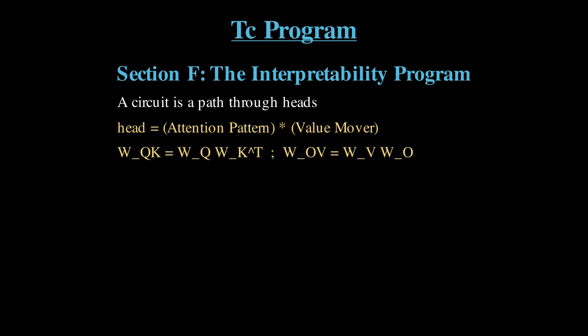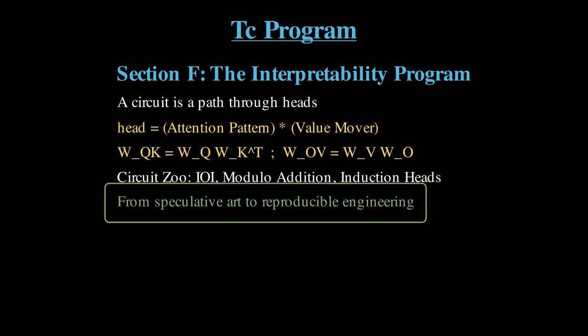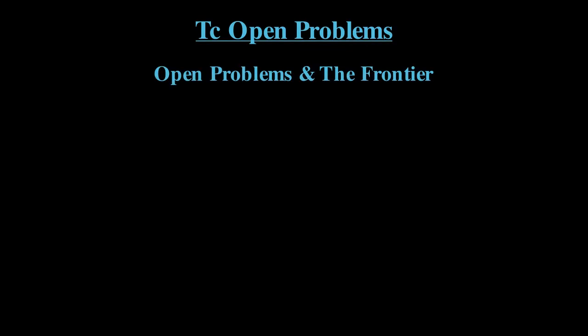You factor attention heads into their QK and OV components, look at how they compose across layers, and find specific, understandable circuits. Using this method, researchers have reverse-engineered circuits for indirect object identification, modular addition, induction, and more. This work is what turned mechanistic interpretability from a speculative art into a legitimate, engineering-grade discipline with clear methods and reproducible results. This brings us to the open problems.